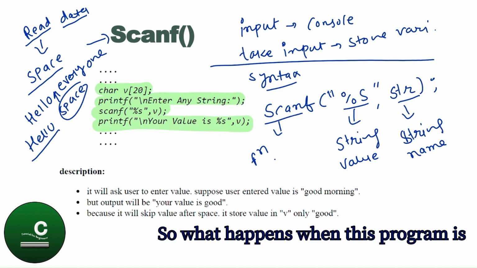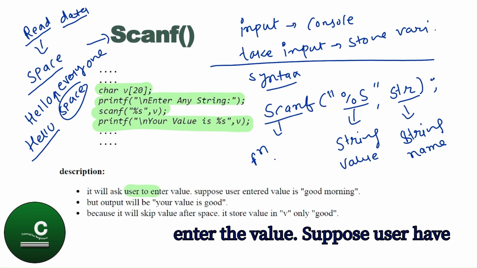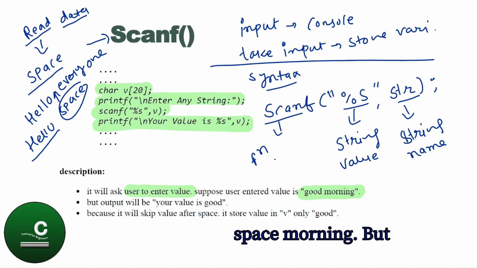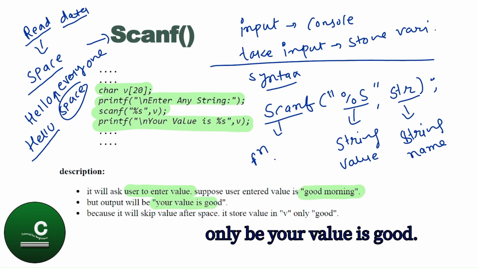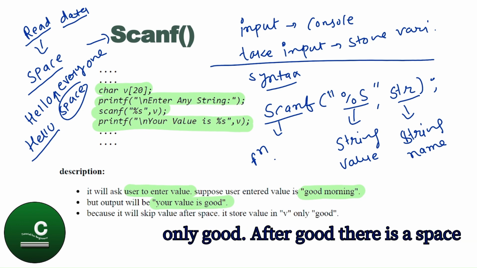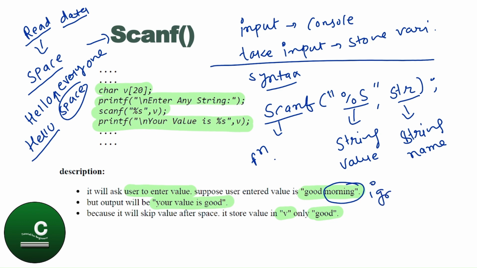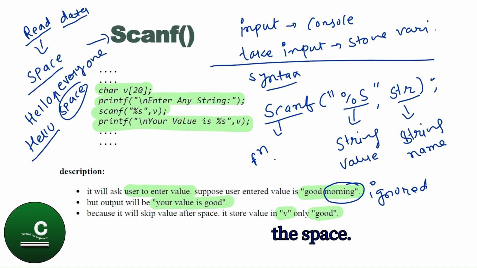So what happens when this program runs? It will ask the user to enter the value. Suppose the user has entered good morning, good space morning. But what will be the output? The output will only be: your value is good. Why? Because we can store only good. After good there is a space, so morning will be ignored. It will only store the value until it gets the space.